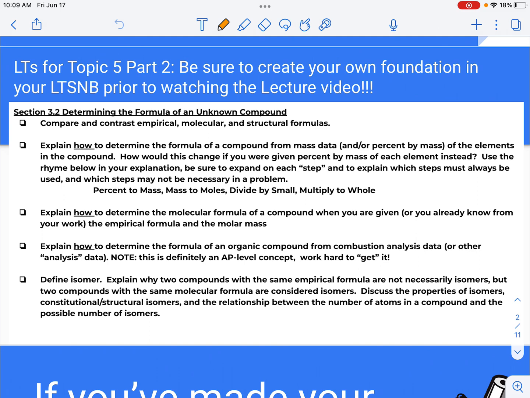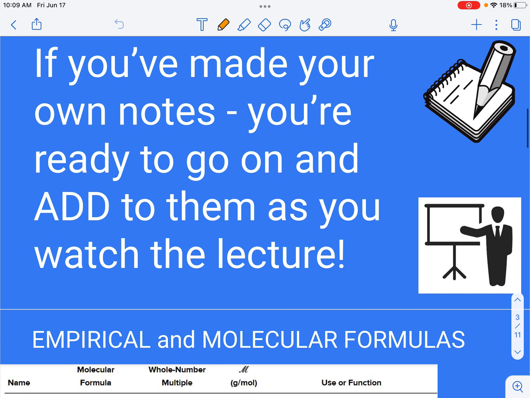So definitely make sure that you have your foundation set from your learning targets here in your notebook. Really have a good foundation of what the book says about all of this, and then we're going to come back in and add some information after you're done with that. So if you haven't done it yet, make sure that you stop the video here and do your learning targets. Otherwise, we're ready to go. Make sure that you're going to add to them as we go. I'm going to give you several examples.